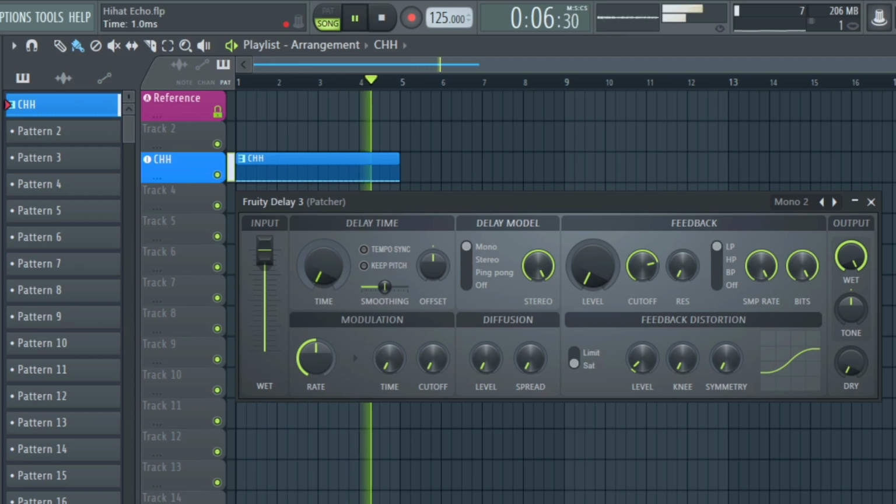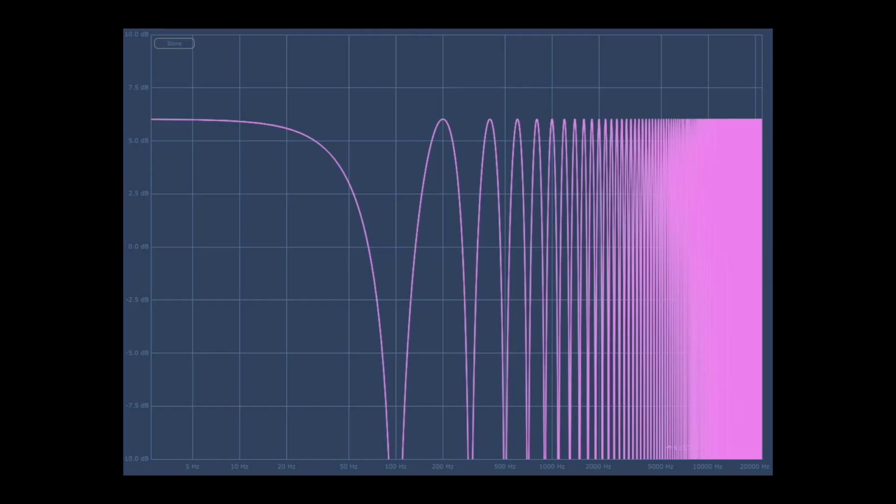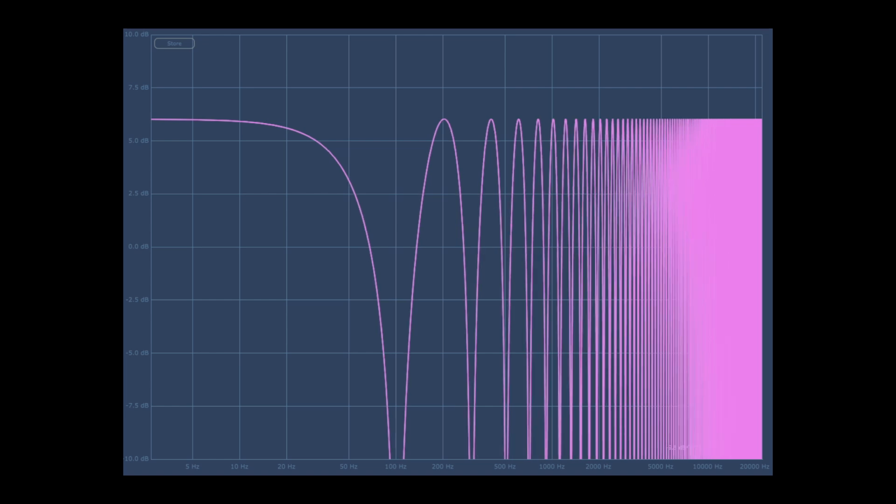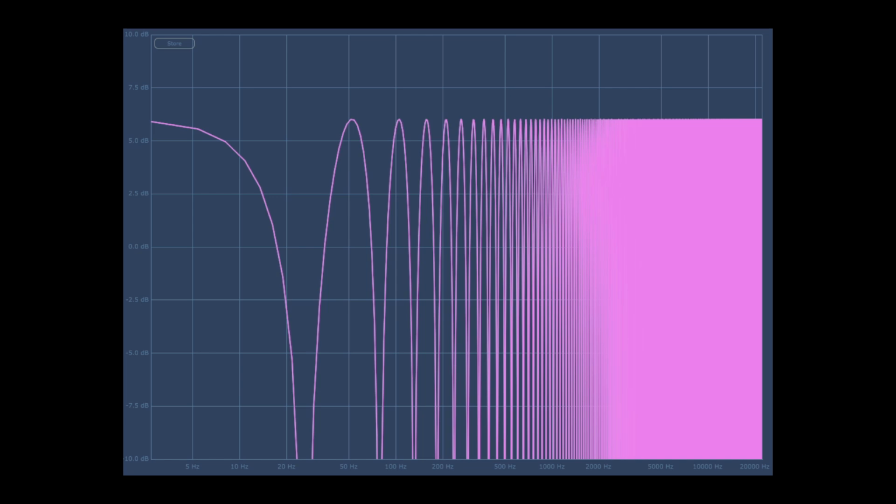Often it is recommended to use longer delay times instead of shorter ones to reduce the negative side effects. This is not quite correct. Longer delay times only cause more phase problems and are often more difficult to get under control. It always depends on the track, but most of the time shorter times are preferable.